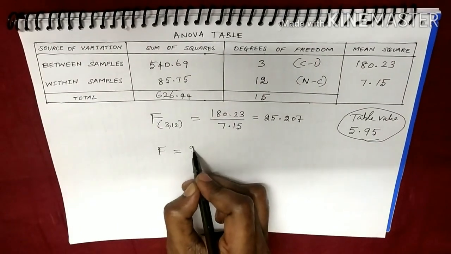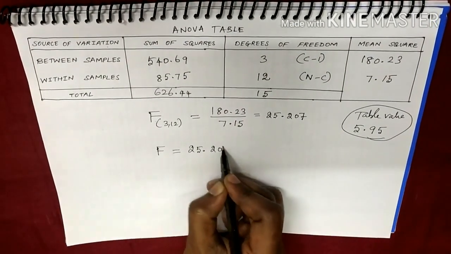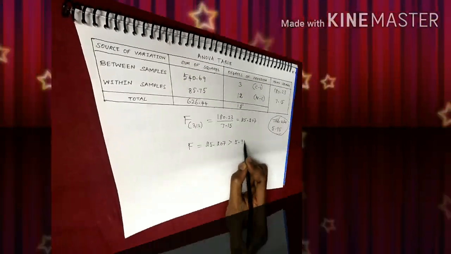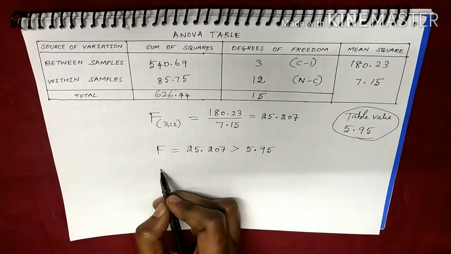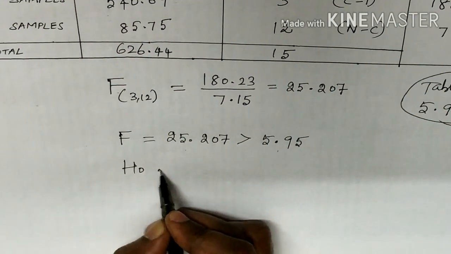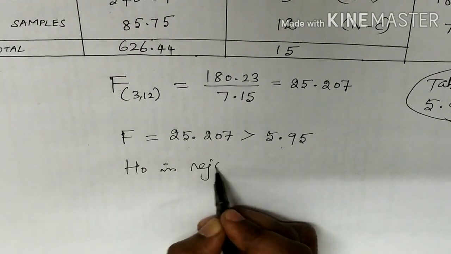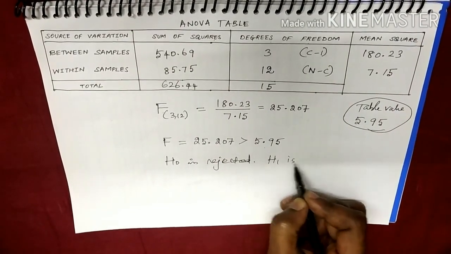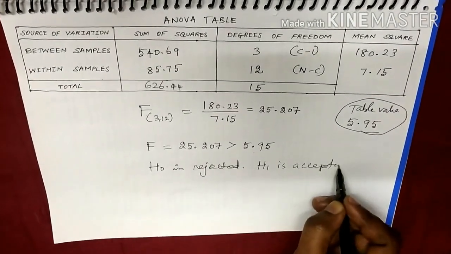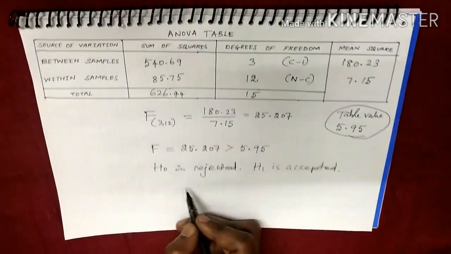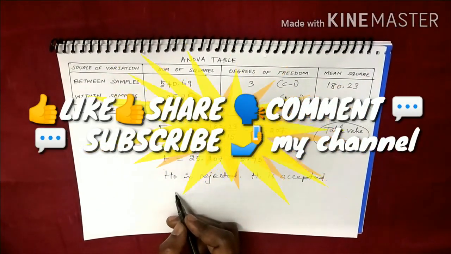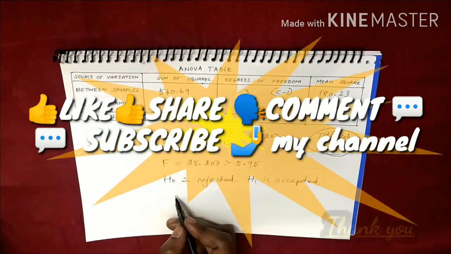The F value is greater than the table value. This is greater than the table value, therefore the null hypothesis is rejected. Alternative hypothesis H1 is accepted. So the conclusion is the 4 machines differ significantly. Thank you.